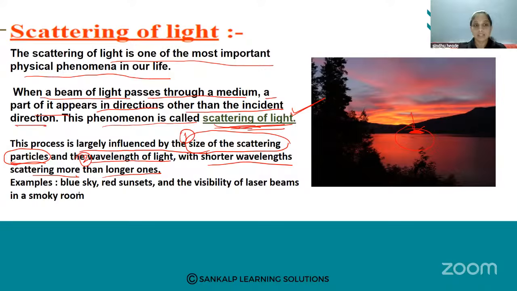See examples. What are the natural phenomena which occur under this scattering of light? Why our sky appears blue in daytime, why the sun appears red at sunset and sunrise times, and why laser beams are visible in a smoky room. These are all natural phenomena which occur under the influence of scattering of light.